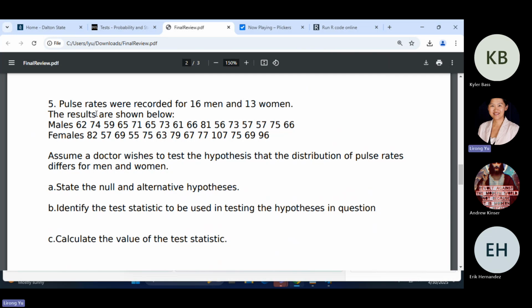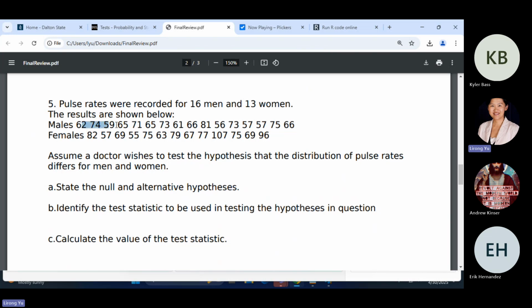These are pulse rates, different populations. And assume a doctor wanted to test whether the distribution of pulse rates differs for men and women. If we have qualitative data, in order to determine if distributions are the same, we would do the chi-square test, right? But since this is quantitative data, we would still recommend doing the independent t-test.